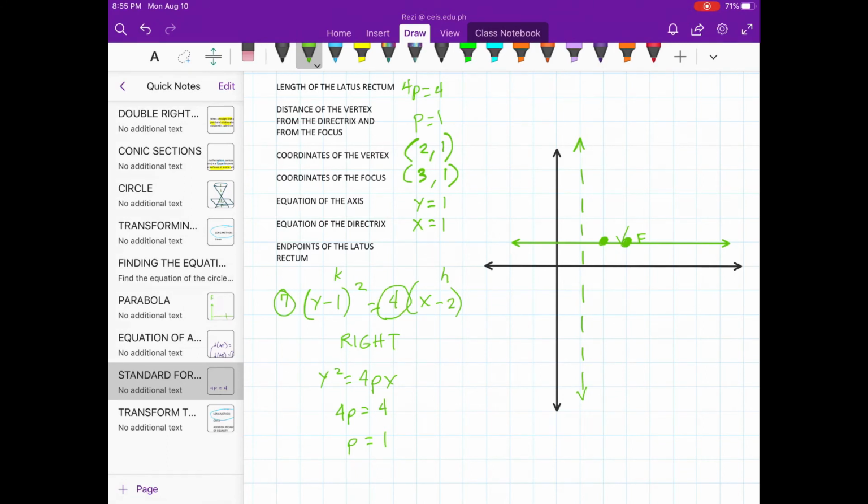From the length of the Latus rectum, which is 4, we have the endpoints 2 units on the upper part of the focus and 2 units in the lower part of the focus. Therefore, our endpoints are at 3, 3, and the other one is 3, -1. From the Latus rectum, we can now draw the parabola.